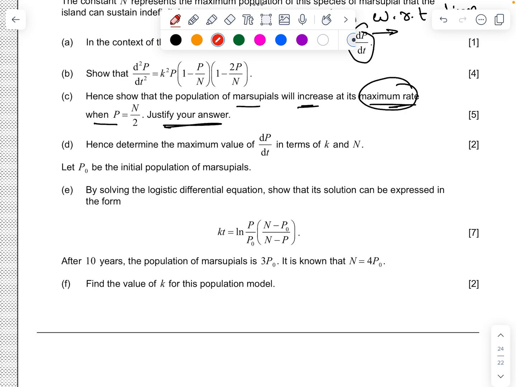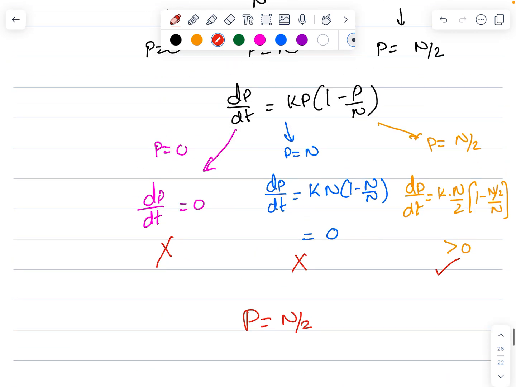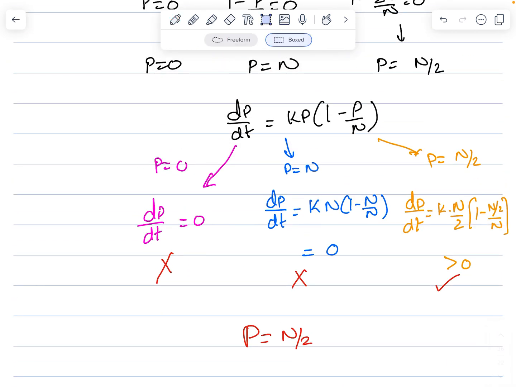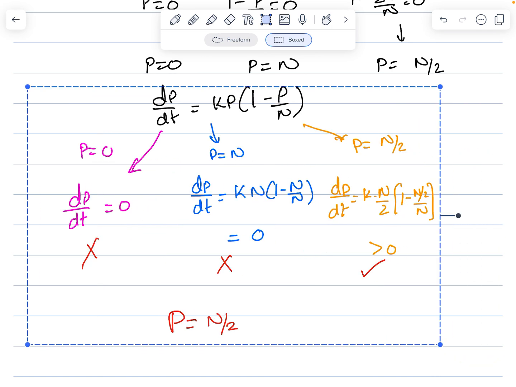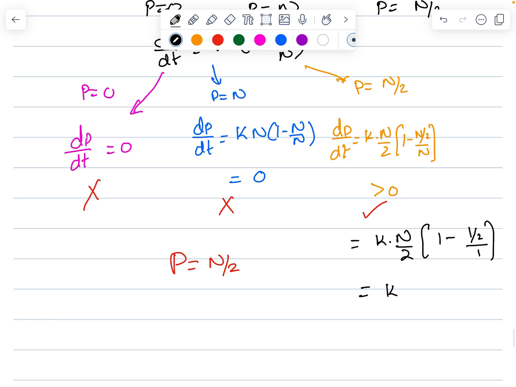Next, hence determine the maximum value of dp upon dt. So what am I going to do? I am going to find this value. So we shall move this entire thing. I am going to find this value and simplify it. So that's going to be k times n upon 2 times 1 minus 1 upon 2, which is going to be k times n upon 2 times 1 upon 2. So kn upon 4. That's going to be the maximum value.